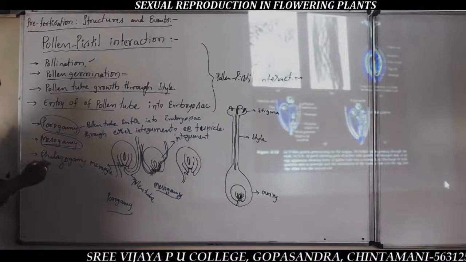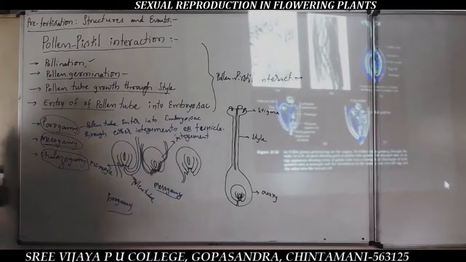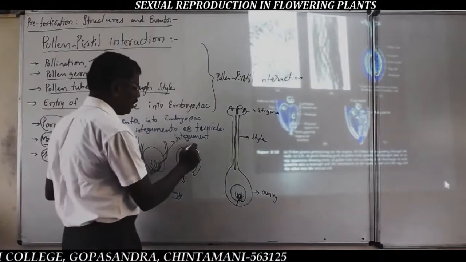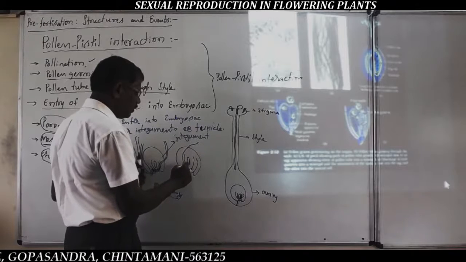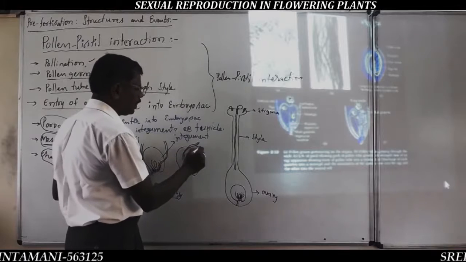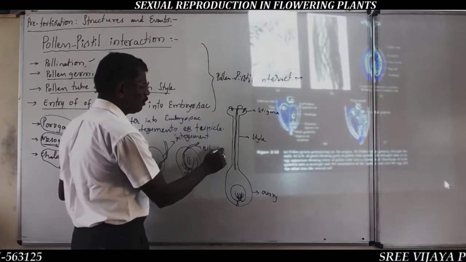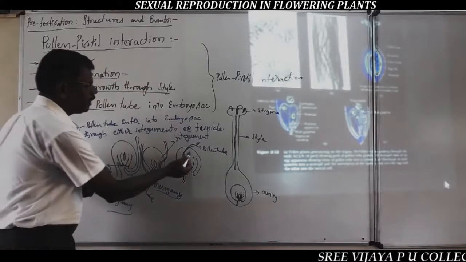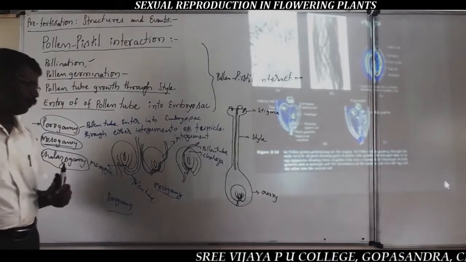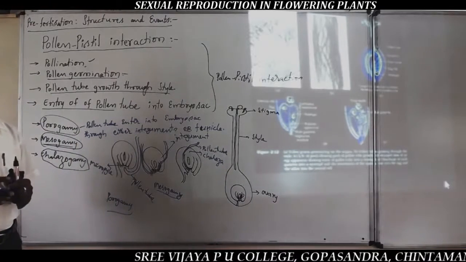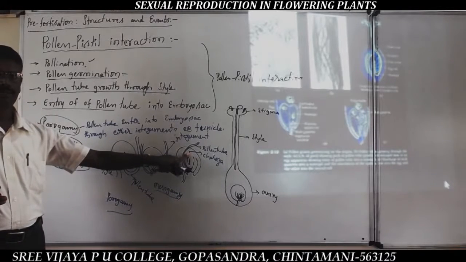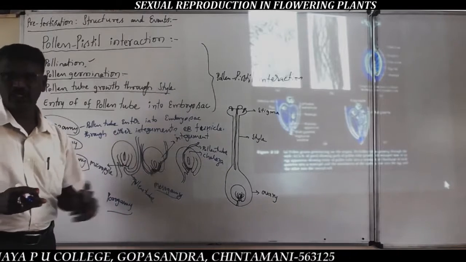The third one is chalazogamy. Here the pollen tube enters the chalazal part of the ovule. What is chalaza? The broad base of the ovule, the broad base of the body of the ovule, is called the chalaza.